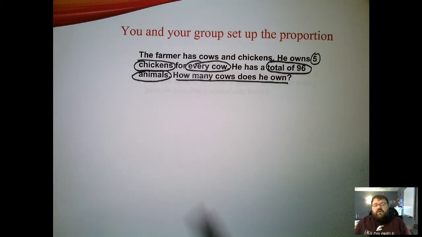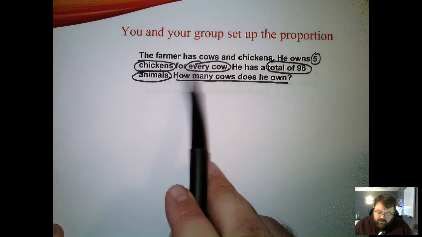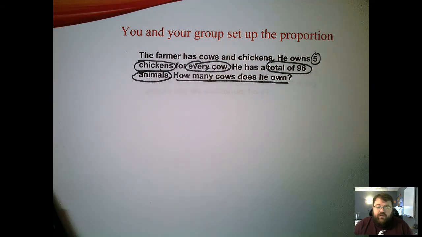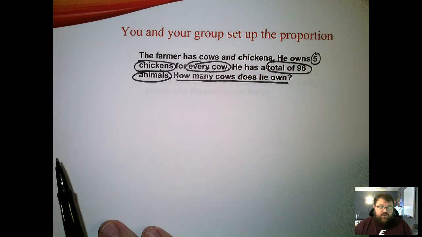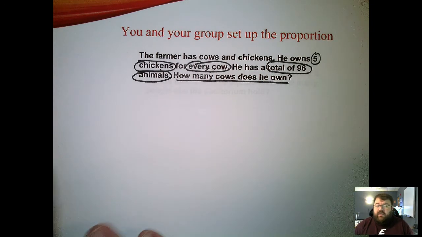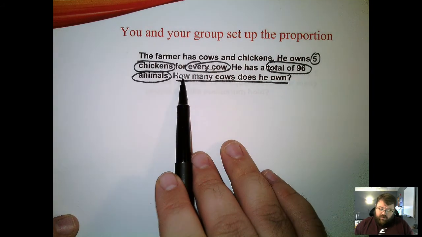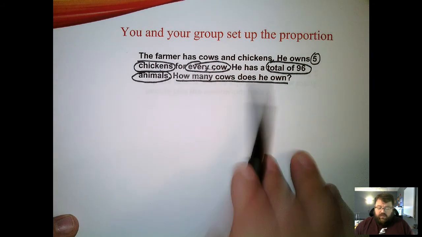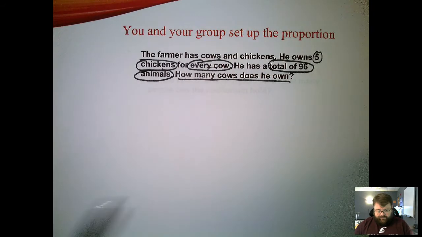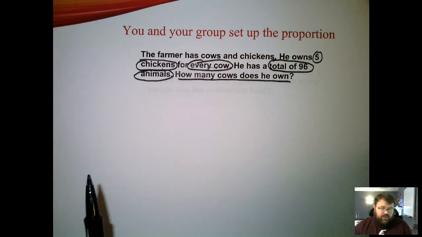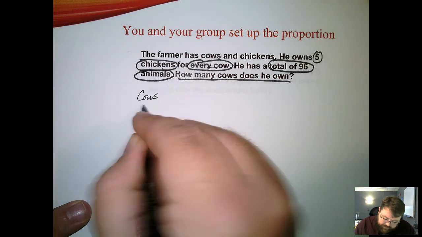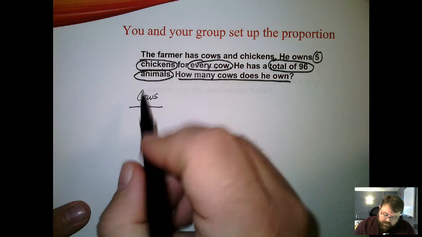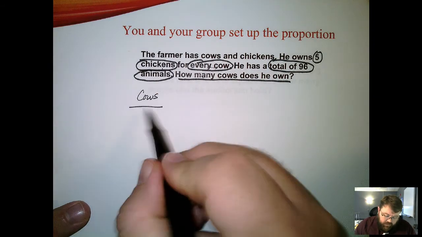Okay, so in our given ratio, we're talking about chickens and a cow. However, our third number is talking about the total number of animals. So that means that I'm going to have to add something. So the next one is how many cows does he own? So for this one, the two things that I need to talk about are cows over animals or total.